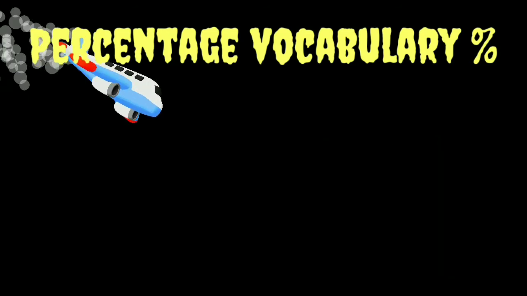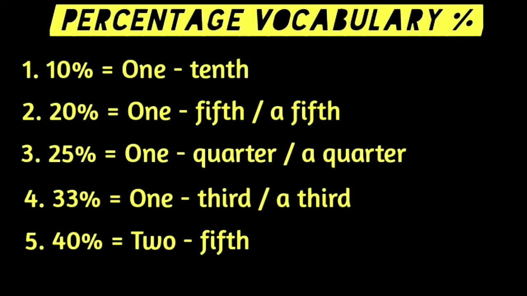Now let's start. Our first figure is 10%. It can be written as 1/10. The second one is 20%. It is replaced with 1/5, or you can say a fifth. The third one is 25%. It can be written as 1/4 or a quarter. The fourth one is 33%, or you can say 1/3 or a third.